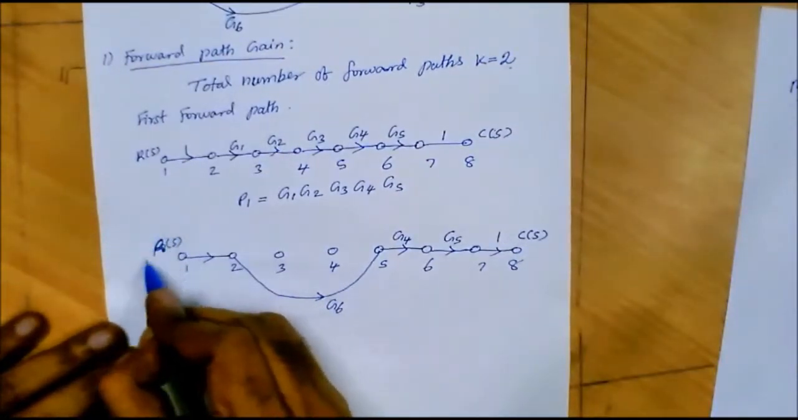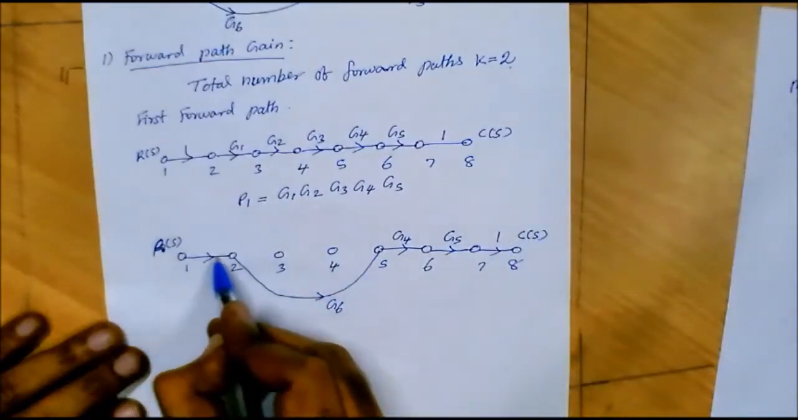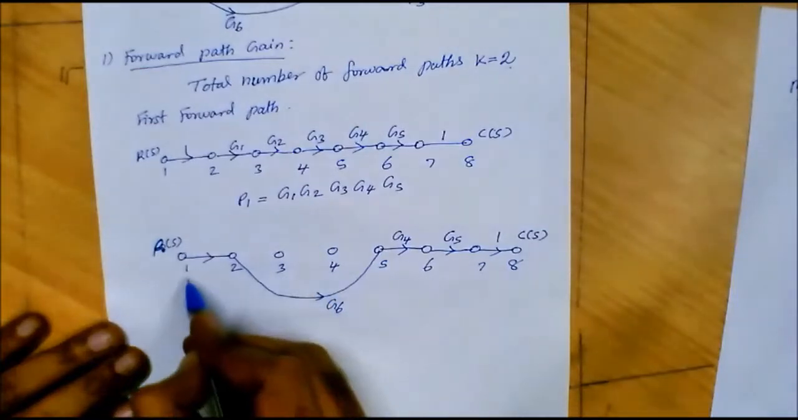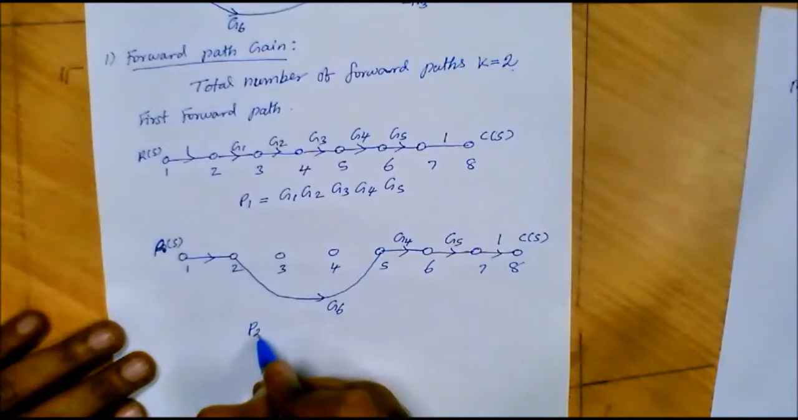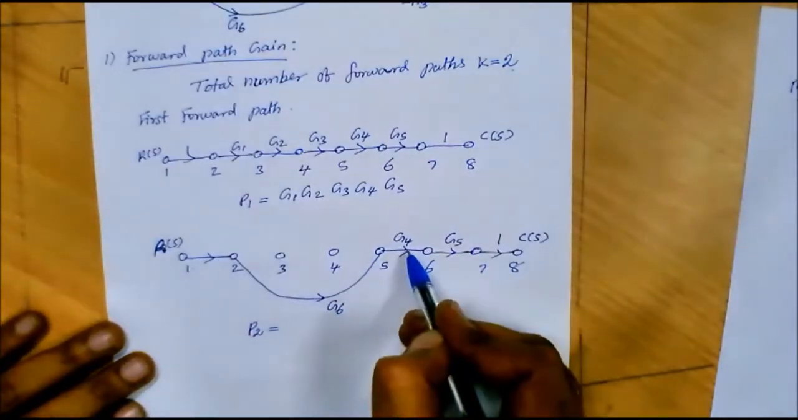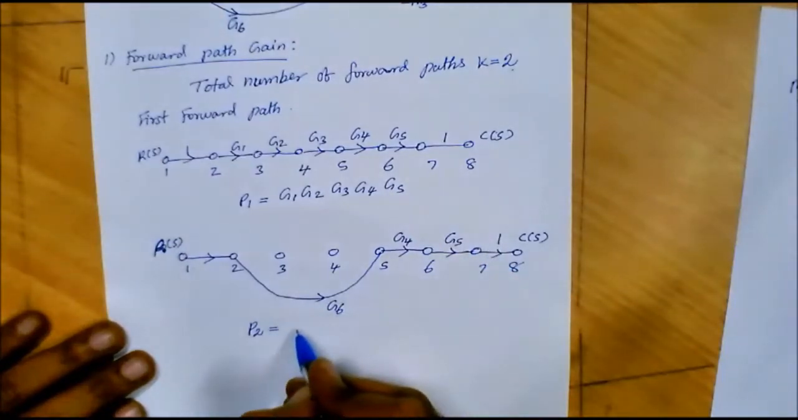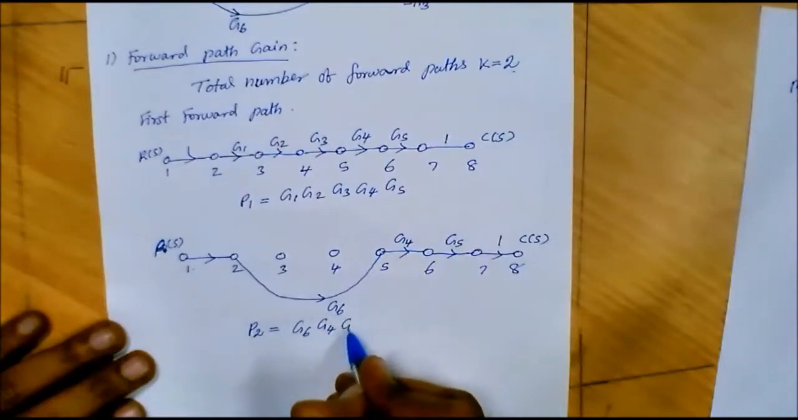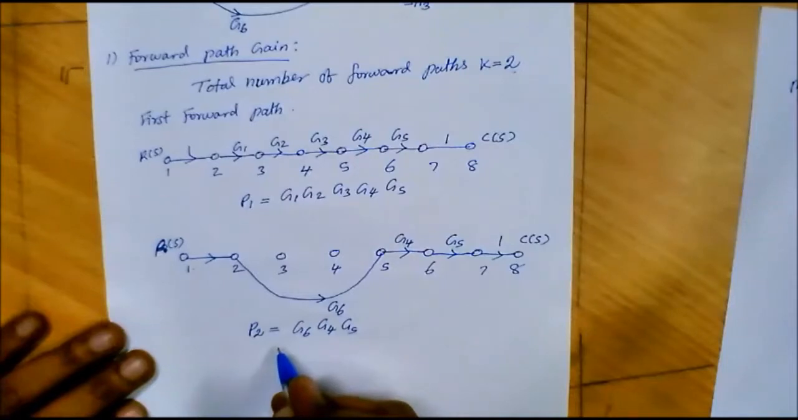So this is input node R(s) and this is output node C(s). This path forms the second forward path. So if you want to find the gain of the second forward path, we can write P2 equal to 1 into G6 into G4 into G5 into 1. So P2 is equal to G6 G4 G5. This is the gain of the second forward path.